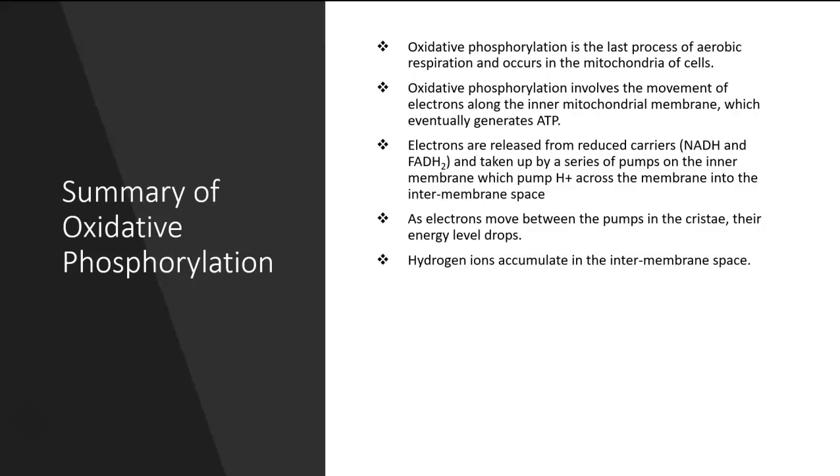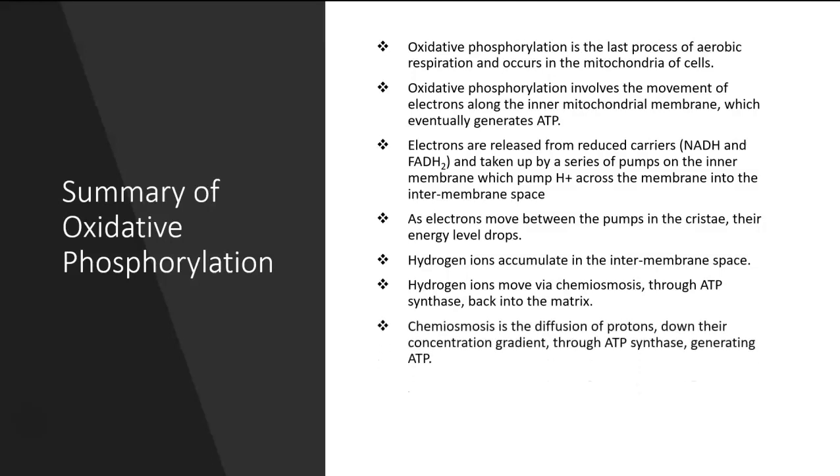Hydrogen ions accumulate in the intermembrane space. Hydrogen ions move via chemiosmosis through the ATP synthase back to the matrix. Chemiosmosis is the diffusion of protons down their concentration gradient through ATP synthase, generating ATP. Oxygen acts as the final electron acceptor, forming water.